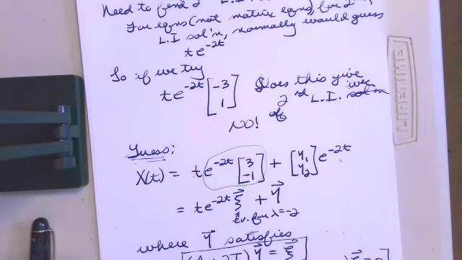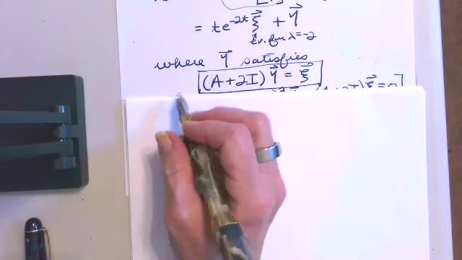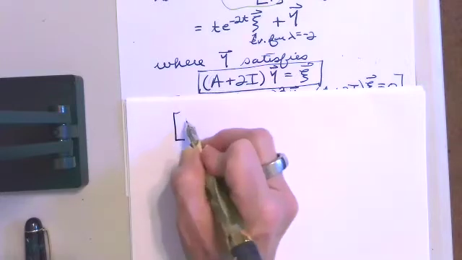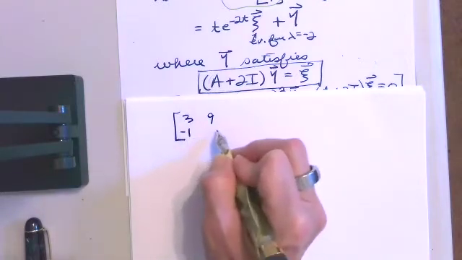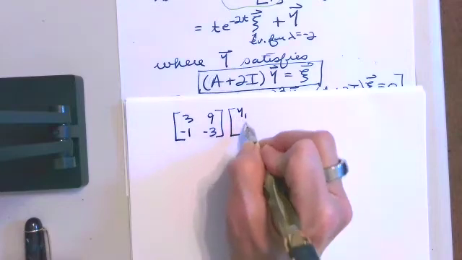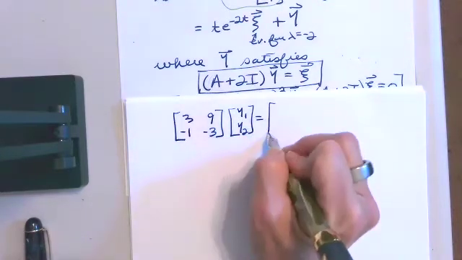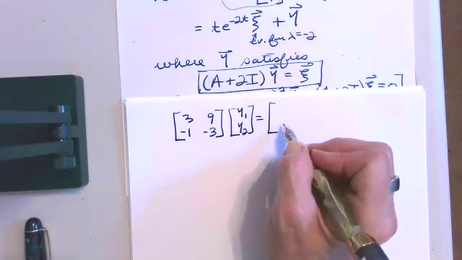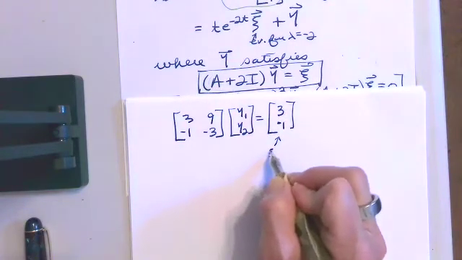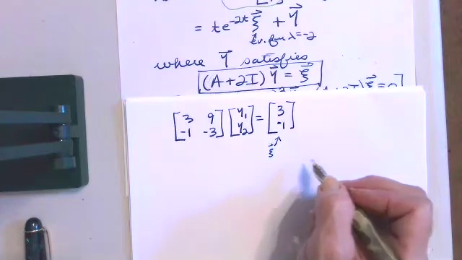So let's look at what that says. A plus 2I means adding 2 along the main diagonal. So that is the matrix 3, 9, -1, -3. Then I take that times a vector eta, which has components eta 1, eta 2. That has to be equal to the two components of my eigenvector c, which was 3, -1, the eigenvector that corresponded to lambda equals -2.